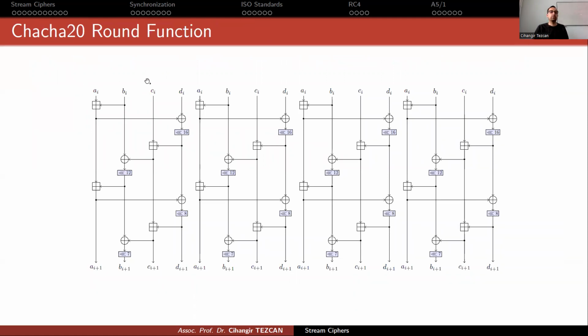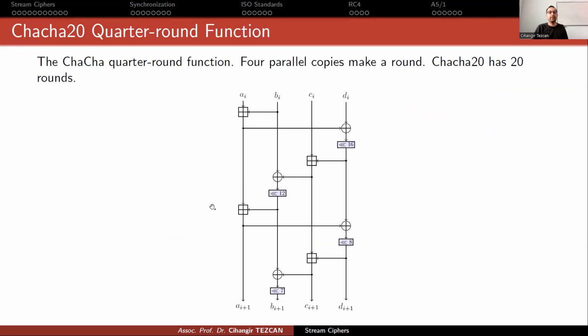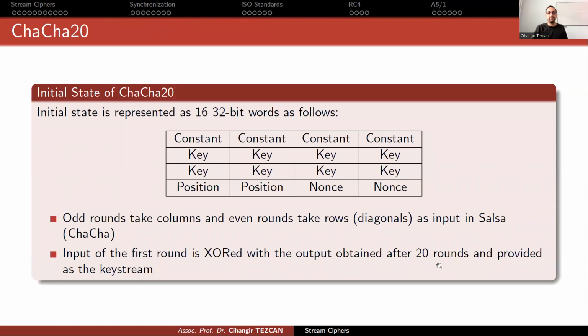In the first round, you put column values here. So you have four columns. In the second round, now it is an even round. If you are using ChaCha, you will get diagonals here. This way you combine rows and columns in every round. Okay, so you run this 20 rounds. This is why we call it ChaCha20.